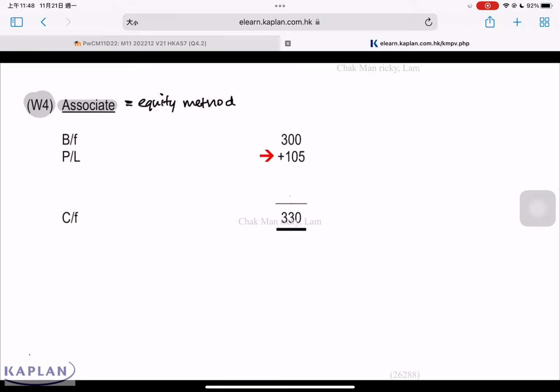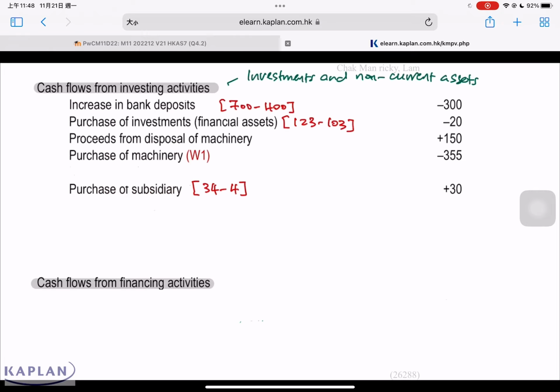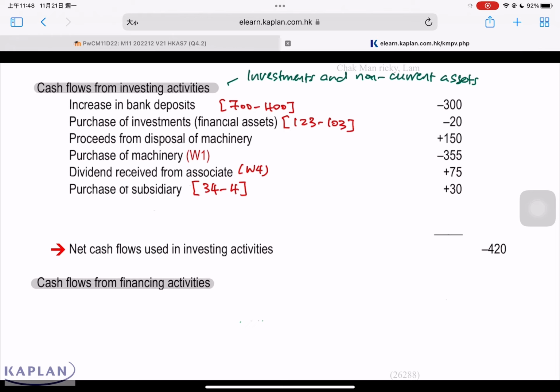Debit associate, credit profit and loss share of profits. If there's any adjustment, you plus minus. After that, you calculate the balancing figure, 75. Why did associate amount reduce? Normally, we take this as a dividend received from associate. This is the cash. $75 is the cash that we need. Dividend received from associate. I show this as working number 4. If you want, you can show the working here. 75 is a cash inflow. Add it up, 420 is a cash outflow. Net cash used in investing activity.